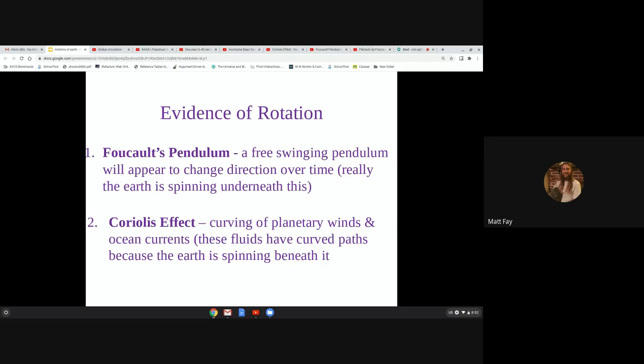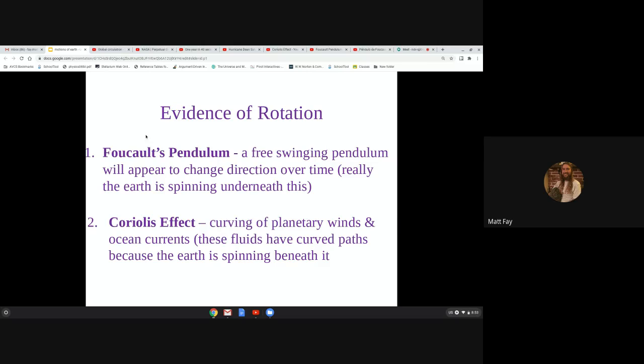But even for a couple hundred years, people have known that the Earth is rotating, even though they can't really feel its motion. And one way is by this thing called the Foucault's pendulum, and the other is by the Coriolis effect. So when you hear these two terms, what you're going to think is, oh yeah, that's how we know that the Earth rotates, even though we can't feel it.